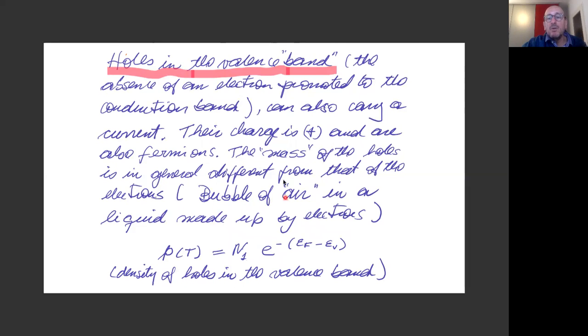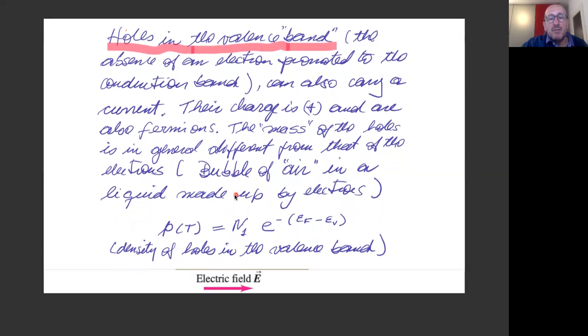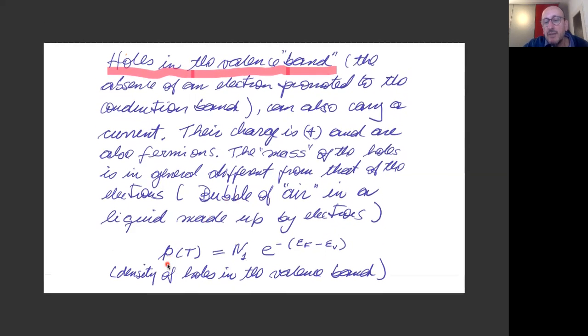hole is a bubble of air, you know, in a liquid made up of electrons. And if it is a bubble, it must have a positive sign. So following the same procedure as before, I could get that now the density of holes in the valence band is equal to a different number N1 times this exponential. Now, remember that these are like bubbles.